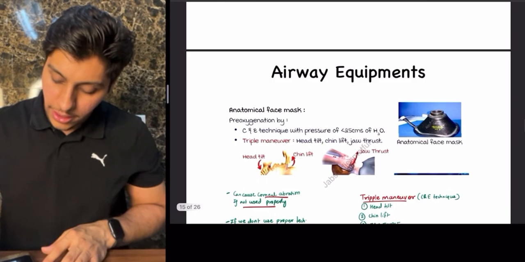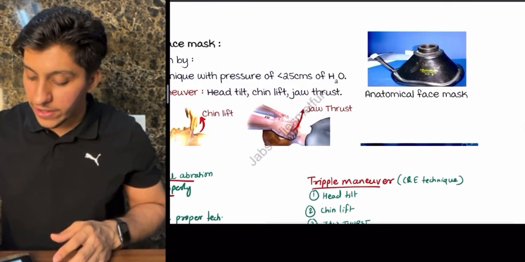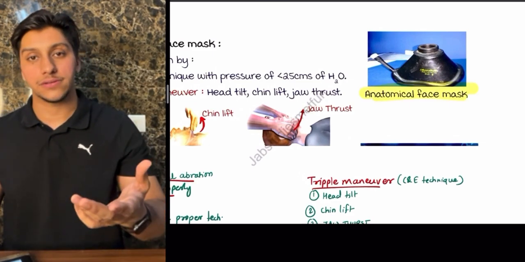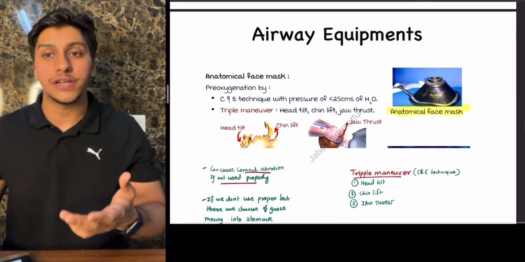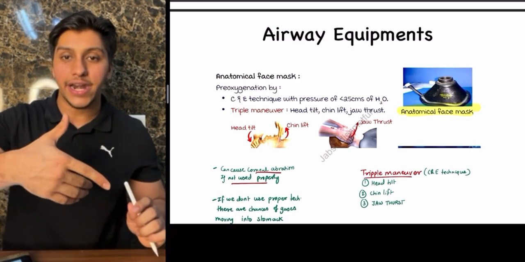Okay. Next, guys, let's talk about the airway equipment. The first thing, a very important PYQ, is the airway face mask. Now, what are the uses of the airway face mask? Obviously for oxygenation. How are you going to hold it? It's going to be a C and E maneuver.